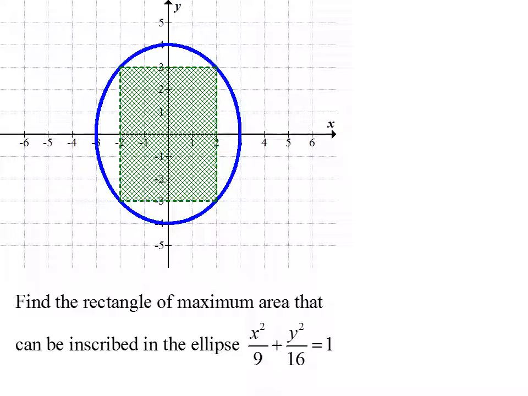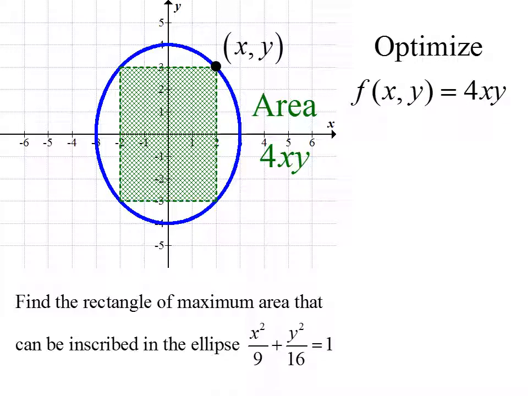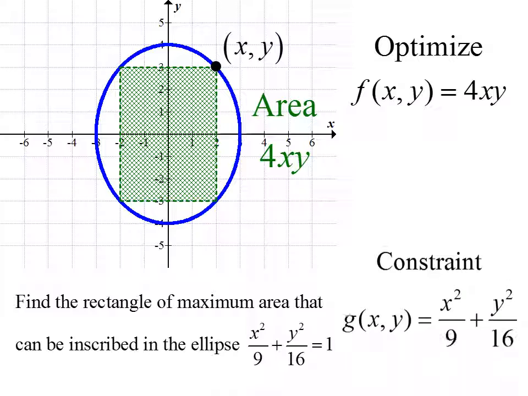So if we had this optimization problem, we're trying to find the rectangle of maximum area that can be inscribed in this ellipse. We'll take a point on the corner of the rectangle, label it as x comma y. Therefore, we can write the area of any rectangle inscribed in that ellipse as 4xy. Now that will be the function we're trying to optimize. The constraint function is the ellipse.